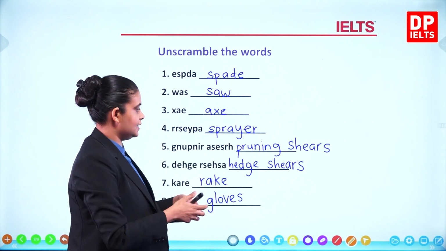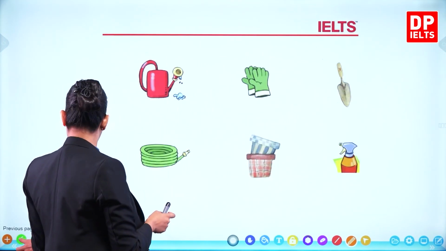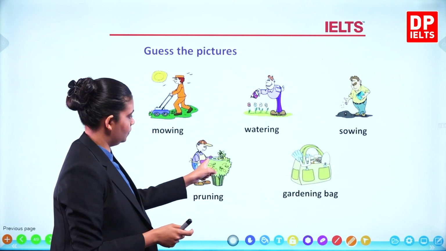Pruning shears are like this. Now we saw the picture before, right? Where they were pruning. Let me show it here. Pruning ones, right?